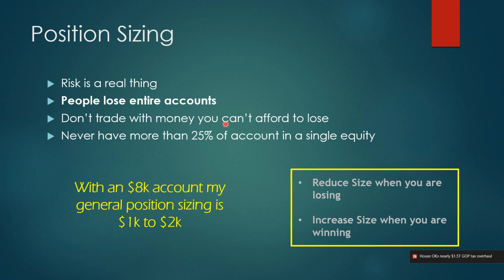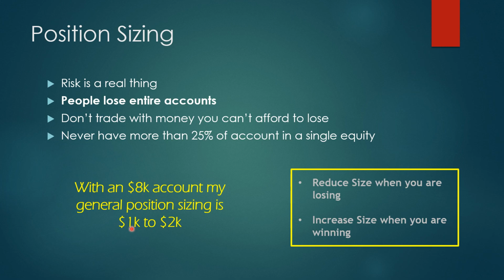So I have an $8,000 account. I'm 22. I have an $8,000 account. My general position sizing is anywhere from $1,000 to $2,000, which is a little bit high. But again, I am trading with only an $8,000 account. I have a lot more money in the bank. So $1,000 to $2,000 is really the minimum. I'd say $1,000 is the minimum you should have in most of your trades. Anything less, you're never going to make anything.